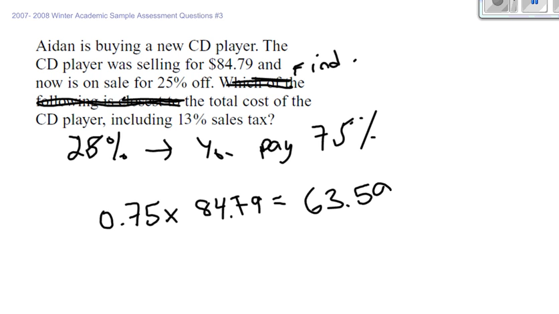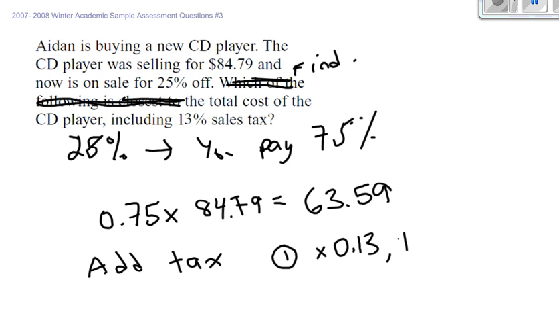So that's how much it's going to cost me, but then I have to include tax. So to add tax, again, there are two ways to do it. Method number one is to multiply by 13%, so 0.13, and then add. Perfectly fine, absolutely no problem with that method. But I like my short method, my quick method.